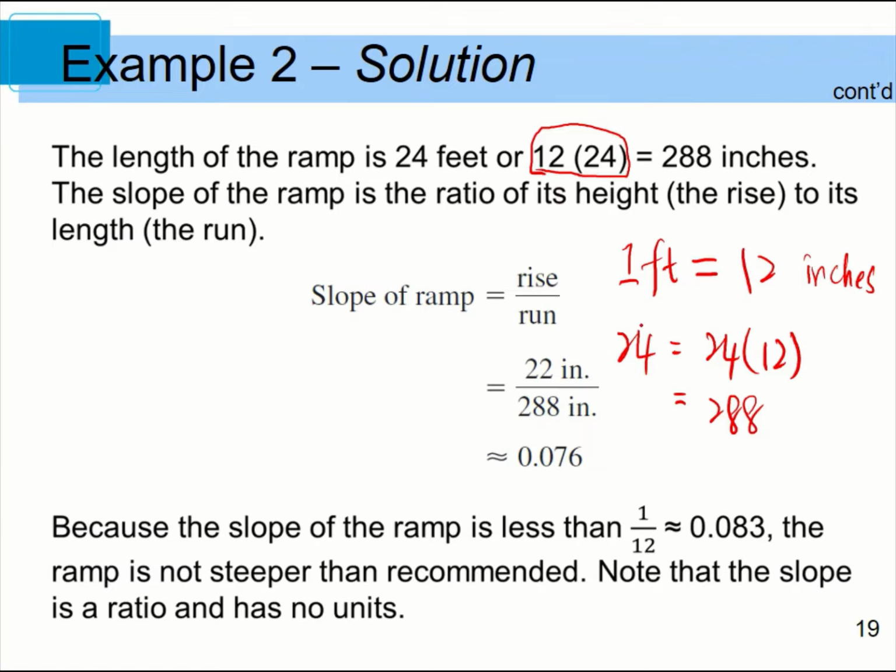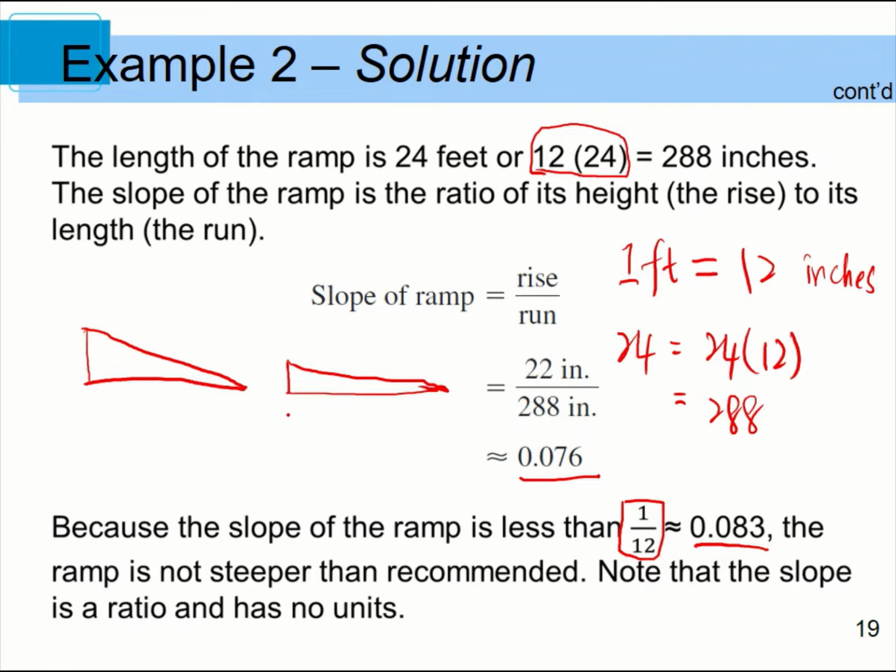So the ramp the business firm installed is not steeper than the recommended one. Do you think this is suitable for the OKU? Yes, it's suitable for the physically challenged person.